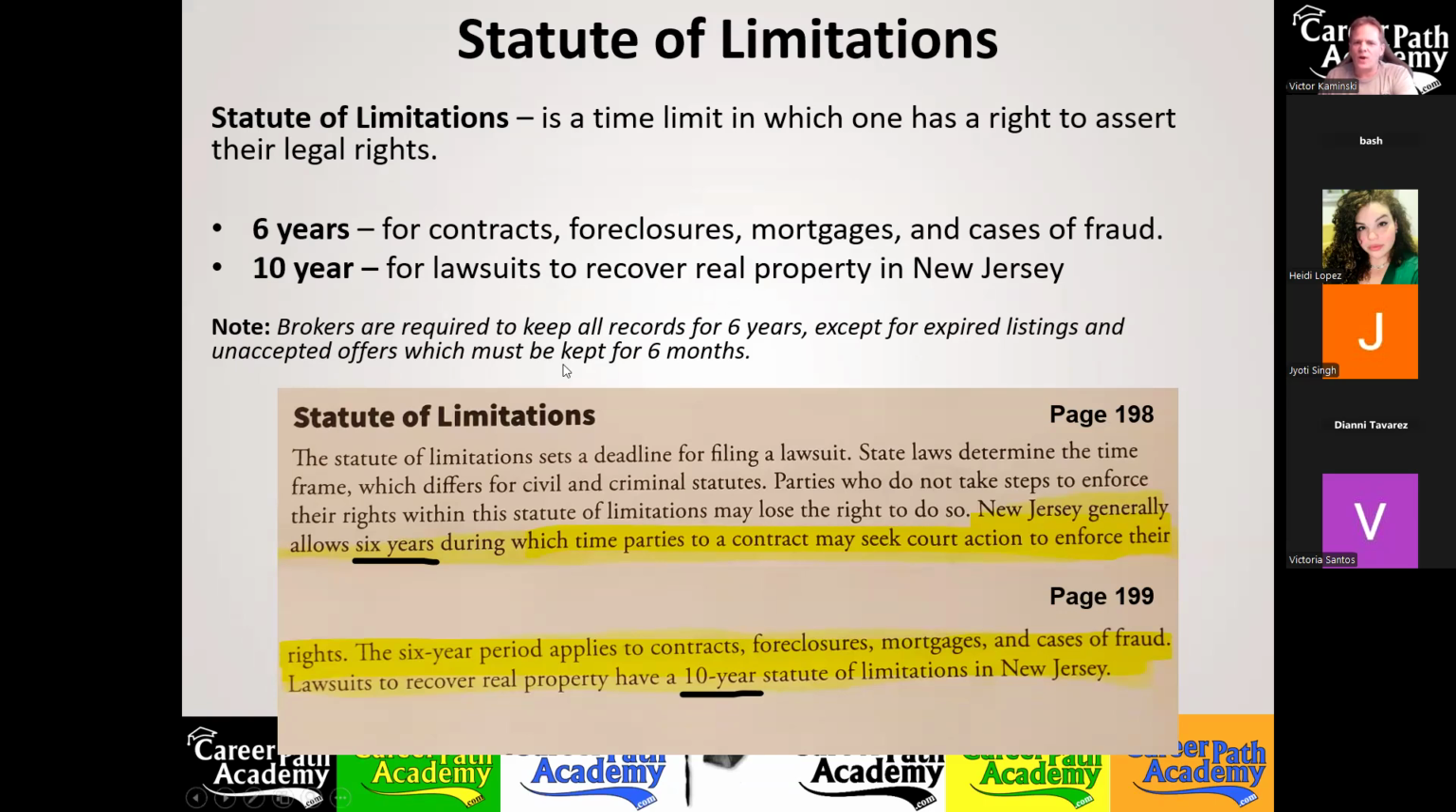Remember, brokers are required to keep all records for 6 years, except for expired listings and unaccepted offers, which must only be kept for 6 months. You think that may have something to do with the statute of limitations, or is that just a coincidence? What do you think?